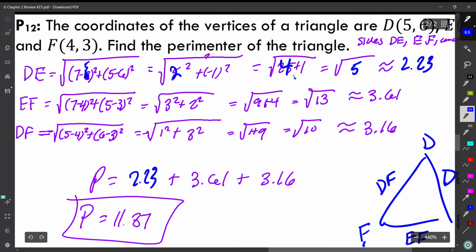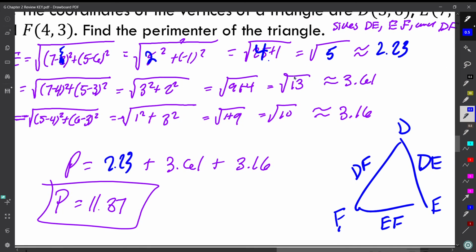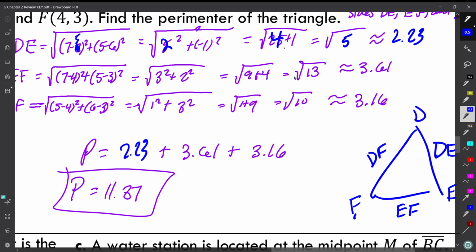So that gives me 1 squared plus 3 squared, which is 1 plus 9, which is the square root of 10, which is approximately 3.16. So I fixed my perimeter now. We'll get a different answer than what I have in my solutions. I'm sorry, I'm human, people, I make mistakes.